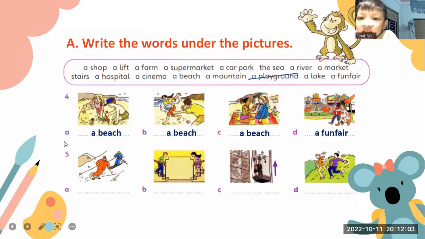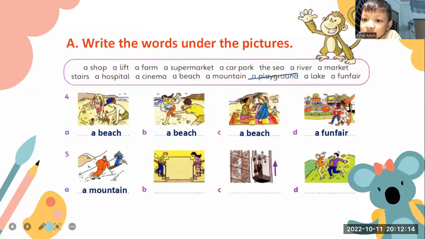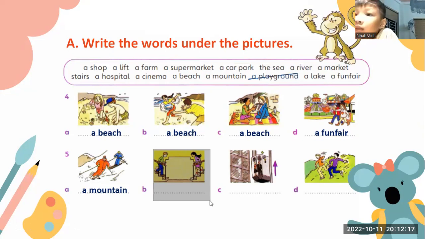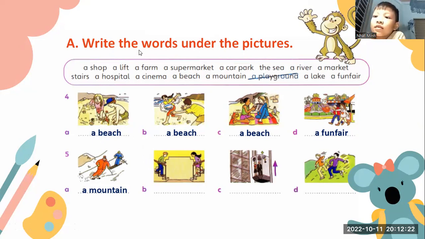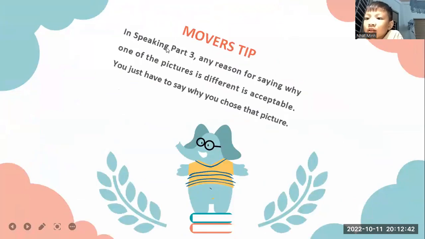Great job. How about picture 5A? Where are they? They are at the mountain. Very good. How about picture B? They are on the stairs. Okay, they are on the stairs. How about letter C? They are in the lift. Very good, inside the lift. How about letter D? They are on the mountain. Very good, Min.